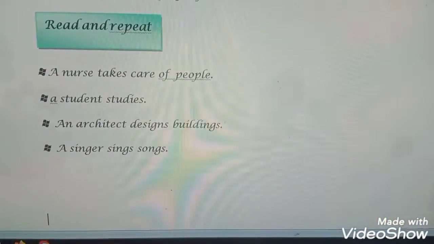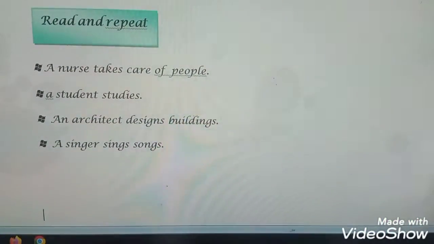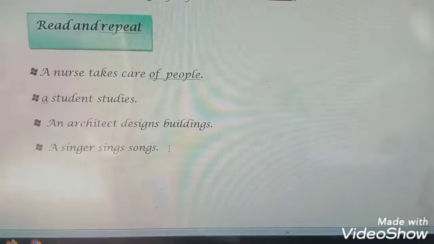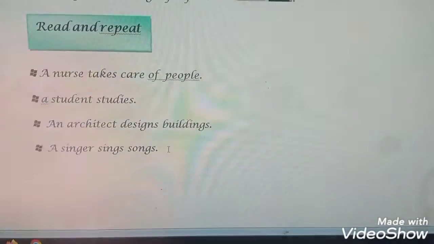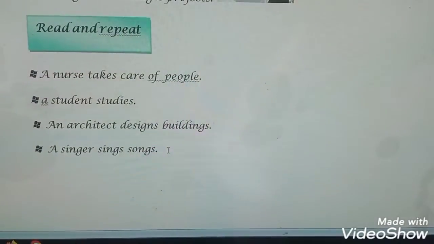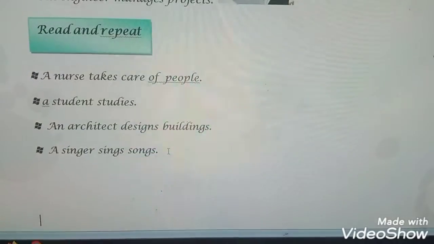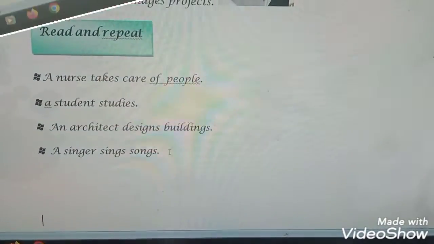Read and repeat. A nurse takes care of people. A student studies. An architect designs buildings. A singer sings songs.